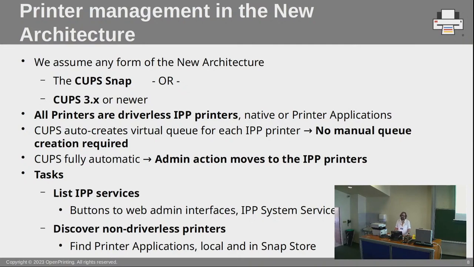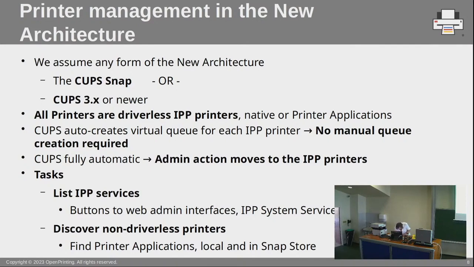And so we will have to make the GNOME Control Center support both. So it will list permanent CUPS queues and it will list also IPP services. So you see all available printers independent of which CUPS version you have. If you have 3.x, it will not show any CUPS queues but only IPP services. And the Add Printer button of the GNOME Control Center will be similar. It can set up printers with classic drivers but also with printer applications.